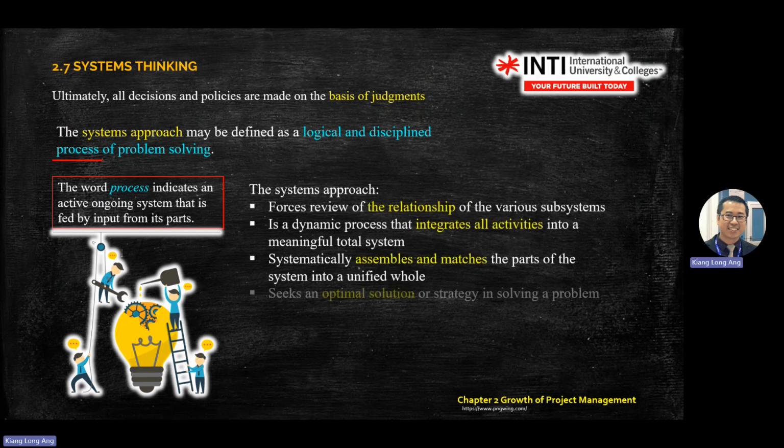For the systems approach, we have a few definitions or wordings here. In a systems approach, you find the relationship between the parameters, then you integrate all the activities, then you find the optimum solution. So you have these 4 points. First, you look at the relationship. Then you integrate all the activities into the total system.